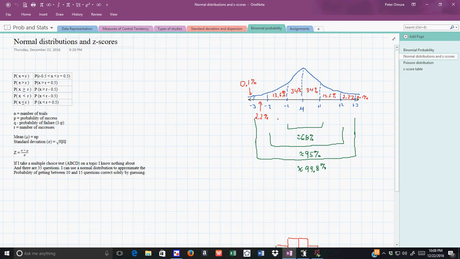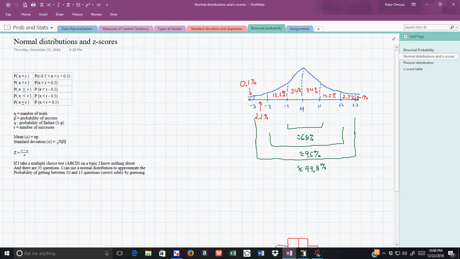Between negative two standard deviations and positive two standard deviations, so that includes the 34 and the 34, it's about 95%. When you go three standard deviations out, both to the left and to the right, it pretty much takes everything. It's 99.8% of the normally distributed data.